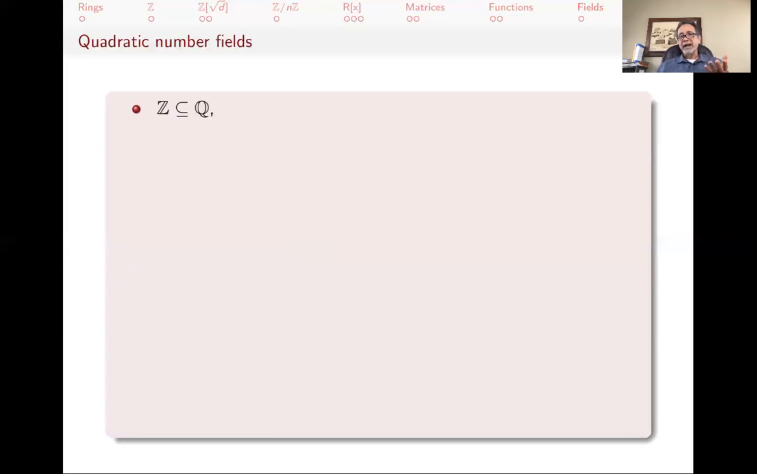Now, some other examples of fields. Notice that the integers are sitting inside the rational numbers. In fact, that's one of the things that we will explore in a future lecture: that an integral domain can be extended to a field. The integers sitting in the rational numbers is actually very helpful, because we can do things in the rational numbers and then see how much of it carries over to the integers.